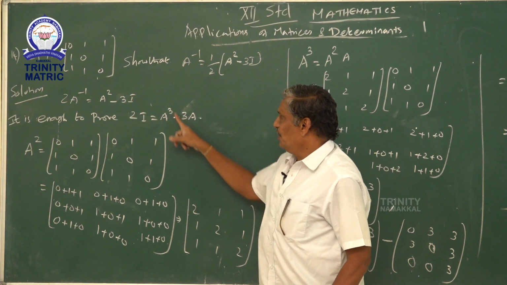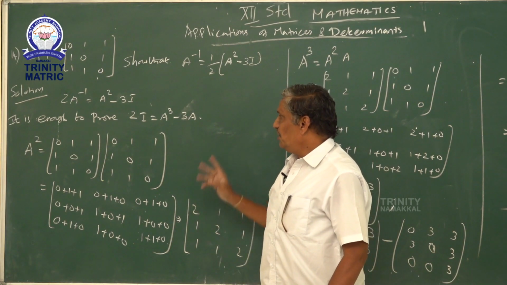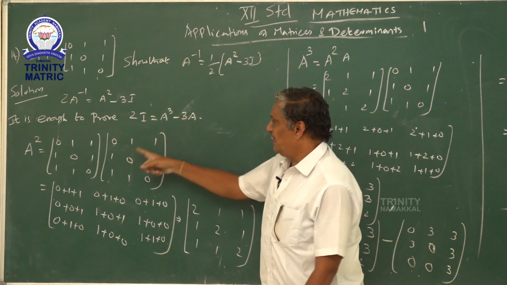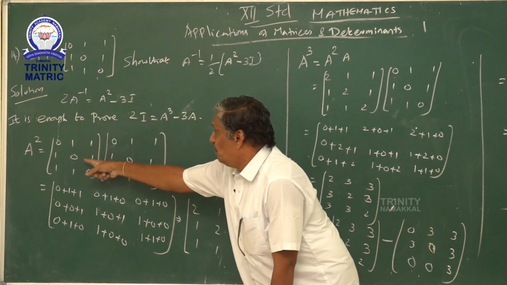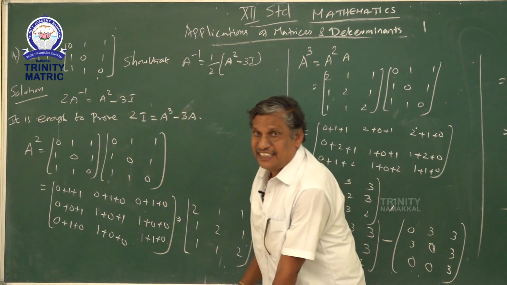That is easy for you because you can find A cube easily. How will you find A cube? You have to multiply A into A and then another time. First we will find A square. What is A square? A into A. What is A? This one. Again we have to multiply the same matrix once again.